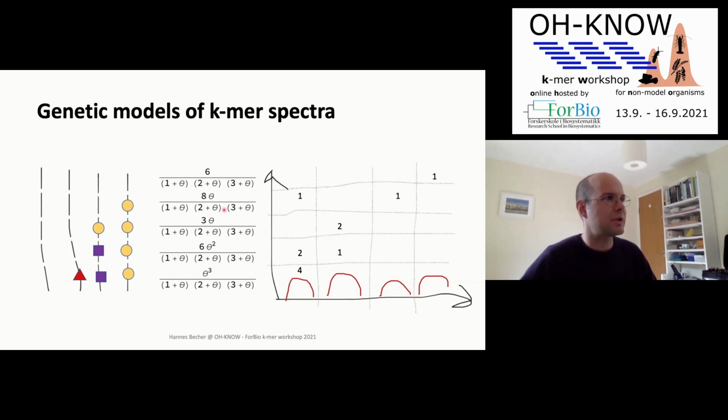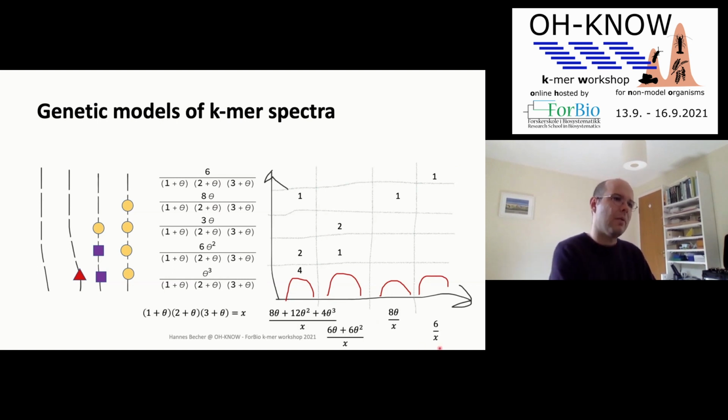And what you can then do is you just multiply along the lines, and then you sum along the columns. And then you get these terms here, and they all have the same denominator, which is why I called it x. Doesn't matter so much for us what it is now. But from these terms here, you can already tell to some extent what the K-mer spectrum is going to look like. You have this first term here, and that is always going to be larger than the second term, because theta, the genetic diversity, is positive. So 8 theta plus 12 theta squared is always going to be larger than 6 theta plus 6 theta squared. So this first peak here is always going to have more K-mers in it than the second peak.